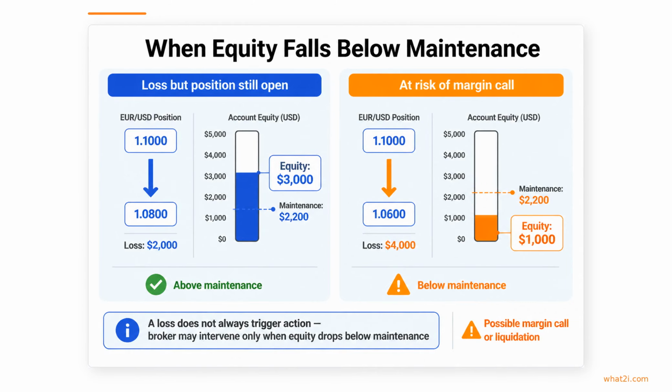If Euro/USD falls to 1.08, Maria loses $2,000 and still has $3,000 of equity, which is above her $2,200 maintenance level. But if the pair drops to 1.00, her equity falls to $1,000 and the broker may issue a margin call or start liquidating the position.